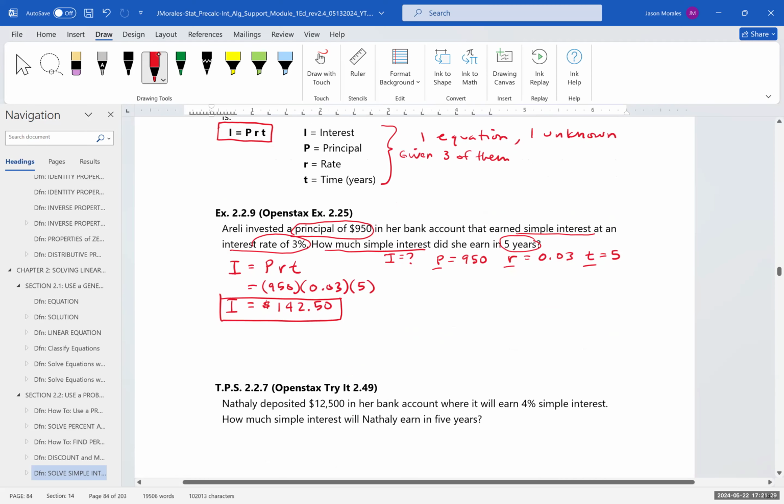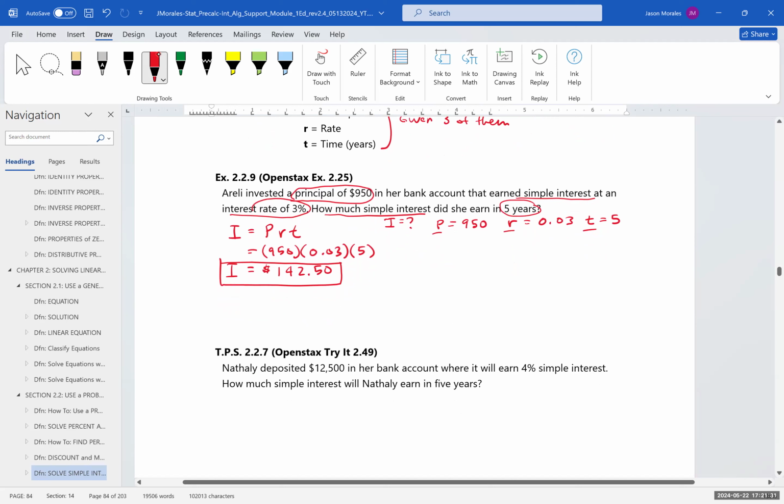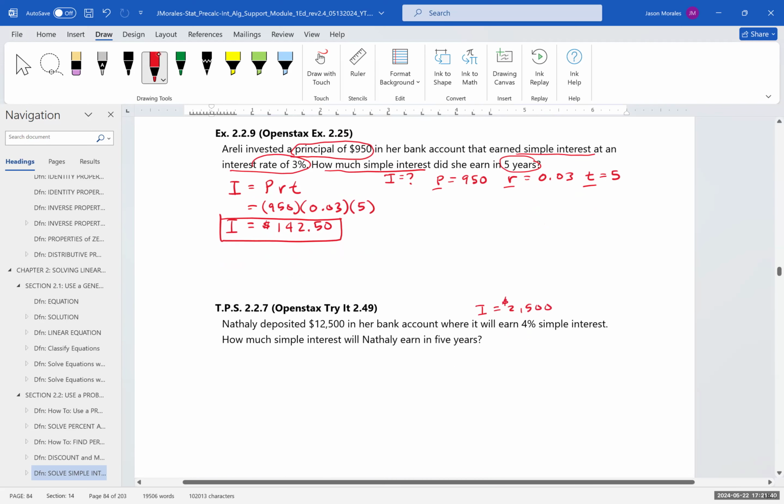Okay, for the answer to this next think pair share, you should get interest equals $2,500. So let's move on to the next example.